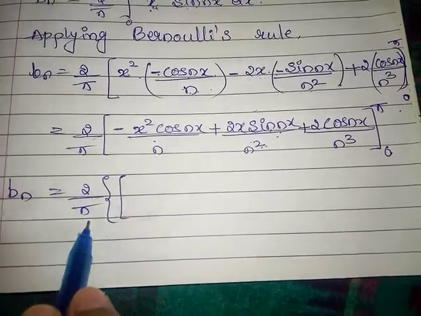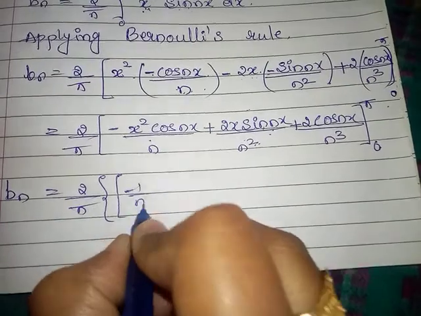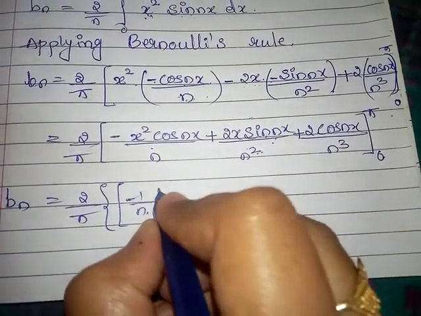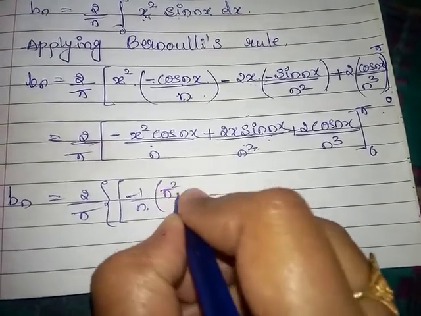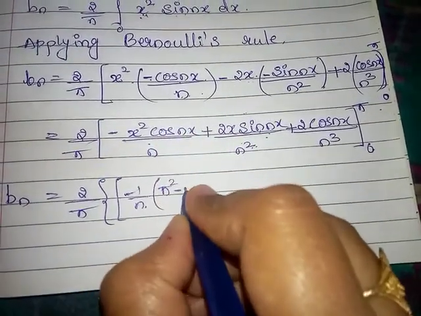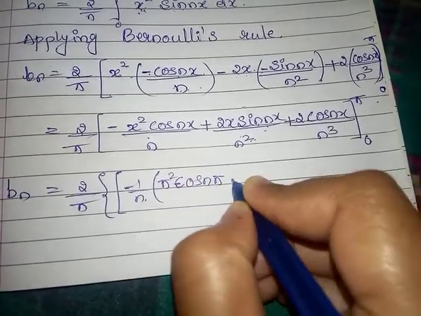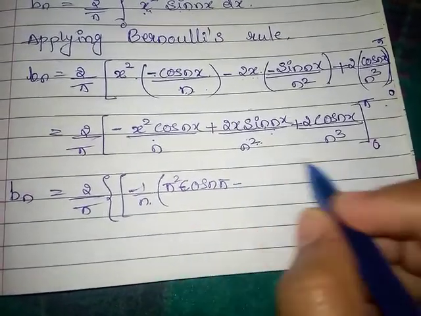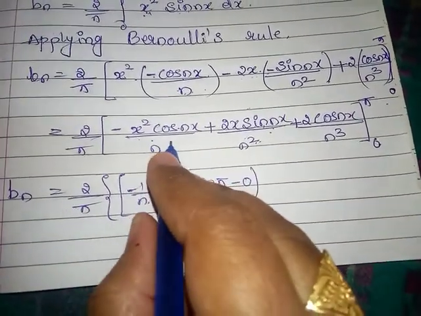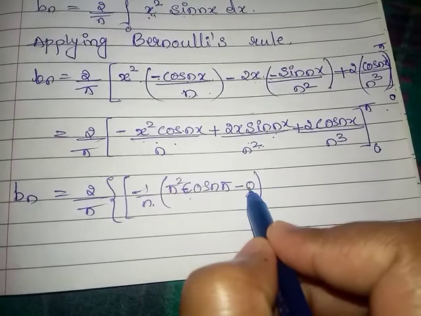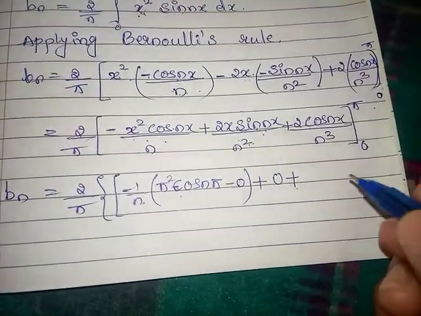Bn is equal to 2 by pi. I will take minus 1 by n, which is a constant, outside these limits. First apply the upper limit: pi square into cos n pi, minus the lower limit: minus x square is 0, 0 into something is again 0. For the first term, the upper and lower limits are done. The second term itself is 0.